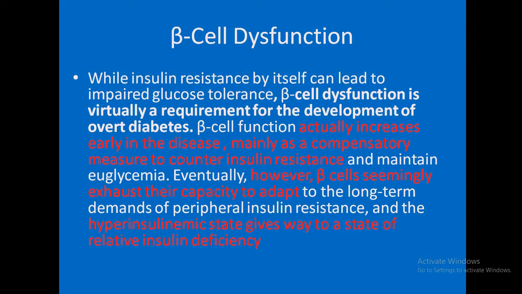So this dysfunction actually increases early in the disease. The beta cell function actually increases early in the disease. That is, the beta cell will start working more so as to compensate the insulin resistance and thus maintain euglycemia. But eventually the beta cells exhaust their capacity to adapt to the long-term demands of peripheral insulin resistance, and the hyperinsulinemic state gives way to a state of relative insulin deficiency. So this is how the beta cell dysfunction makes diabetes manifest.